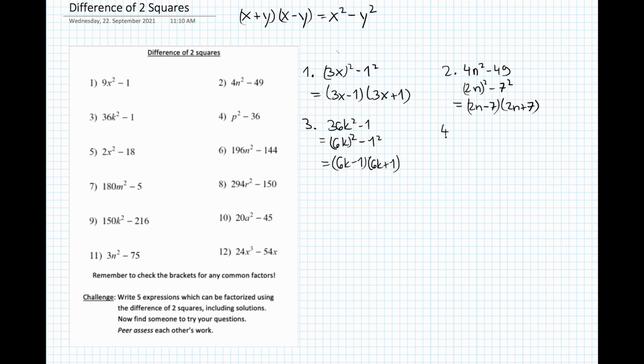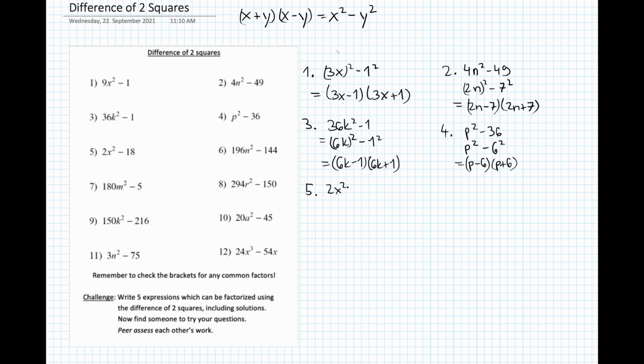Now the fourth exercise, p squared minus 36. Rewrite it as p squared minus 6 squared, and that's equal to p minus 6 times p plus 6. Alright. Number 5.